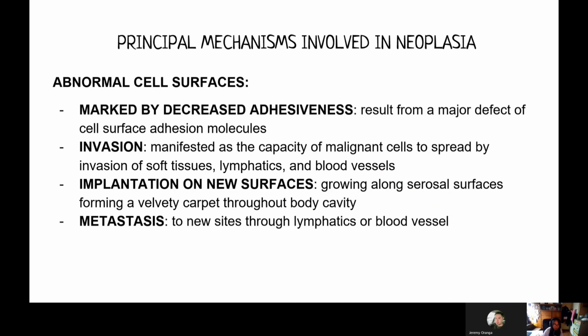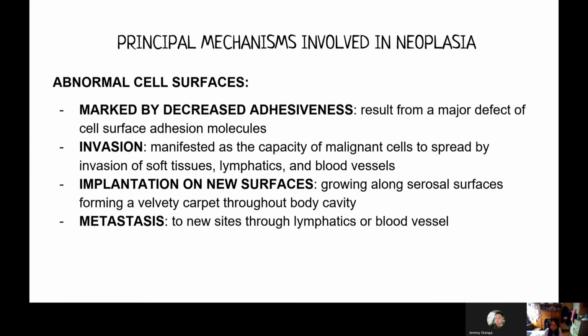So first we have marked decreased adhesiveness. It results from a major defect of cell surface adhesion molecules. Next we have invasion, which is a manifestation of the capacity of the malignant cells to spread by invasion of soft tissues, lymphatics, and blood vessels. Next we have implantation on new surfaces. So it is the neoplasia growing along the serosal surfaces, forming a velvety carpet throughout the body cavity.